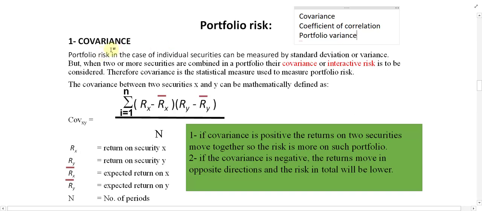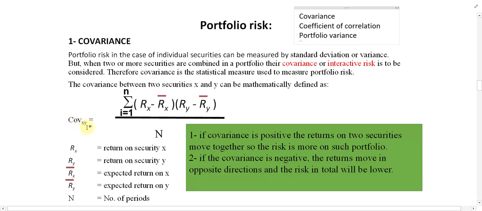What is covariance? Covariance is one of the techniques to measure the risk of the portfolio and show the behavior of the securities. It shows just the behavior, or the nature, of the securities. What do you mean by this? I will explain after seeing the formula for calculating the covariance for two or more securities.